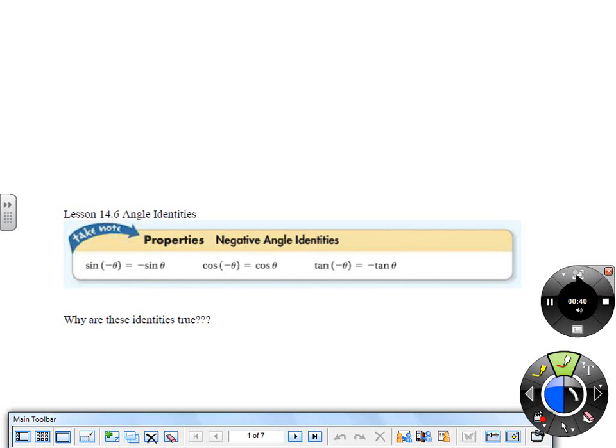Every section we do, you're going to get a bunch more identities or formulas in order to manipulate.